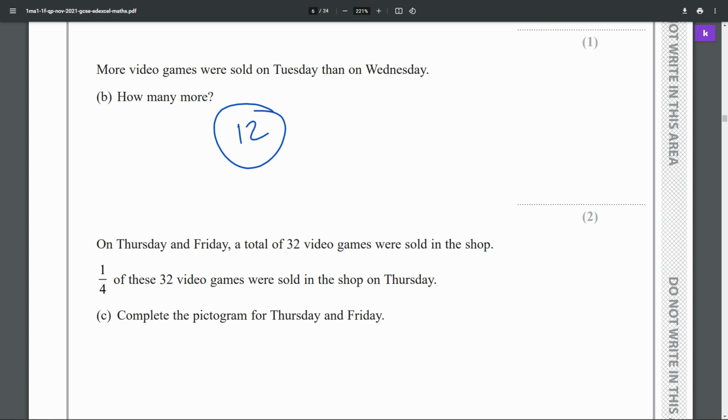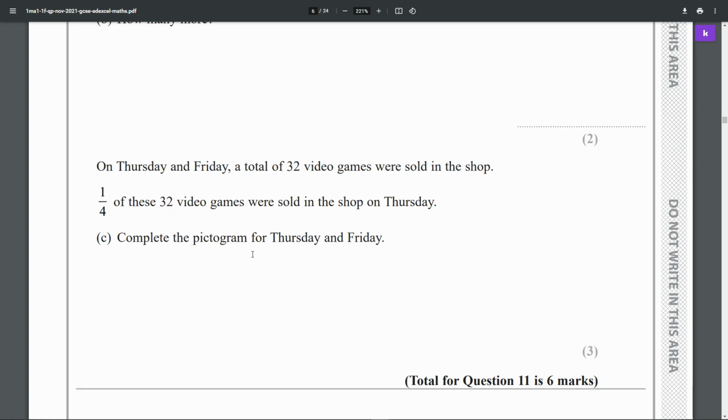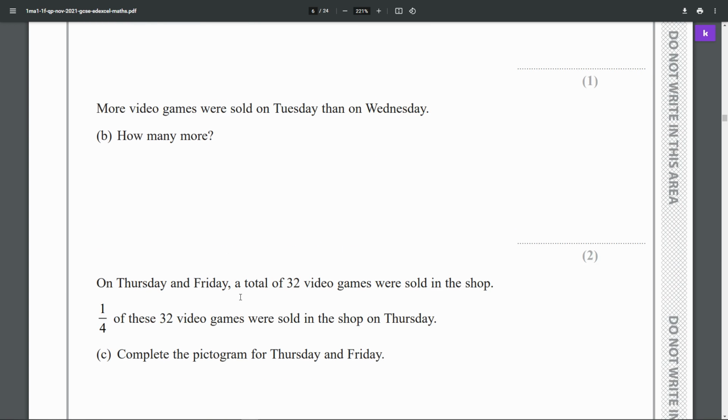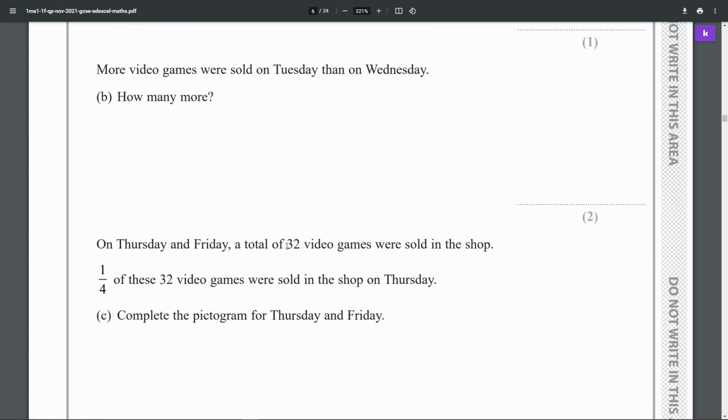We now know on Thursday, in the next part, it says, on Thursday and Friday, a total of 32 video games were sold in a shop. Now remember, on Thursday and Friday, nothing happened over here. But they're saying something did happen. It says a quarter of the 32 games were sold on Thursday. So that means if I take a quarter multiplied by 32, it'll come to 8, because 8 times 4 is 32. It says complete the pictogram for Thursday and Friday.